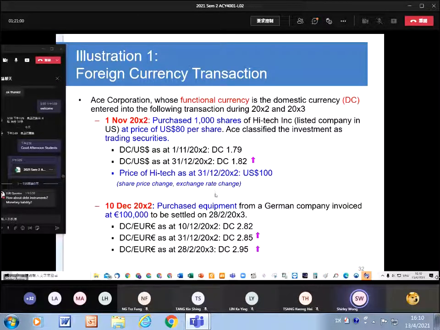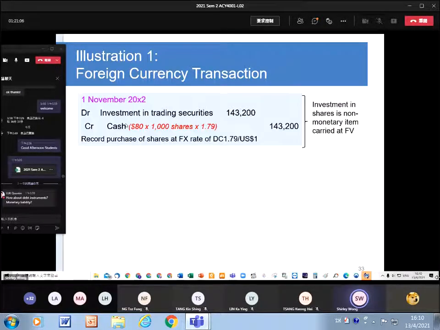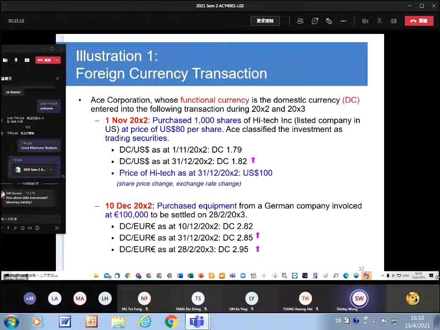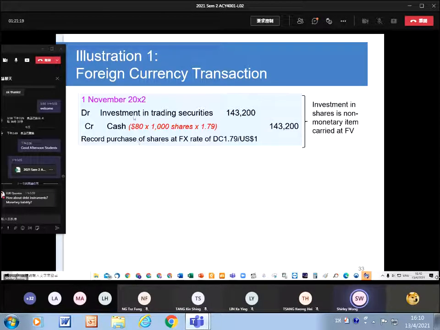Okay, so let's have a look at how to enter this transaction. We will enter the transaction on 1st of November first. So on 1st of November 2002, when you buy the trading security, I forgot to tell you, this is a trading security. That means fair value through P&L. Because you buy this trading security, you will debit investment in trading security and then credit cash.